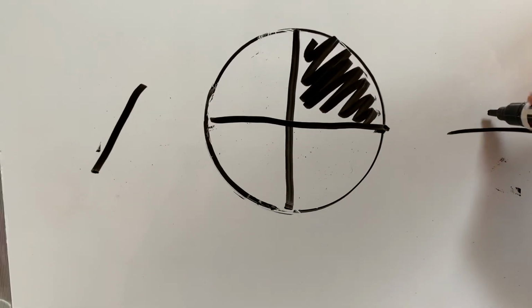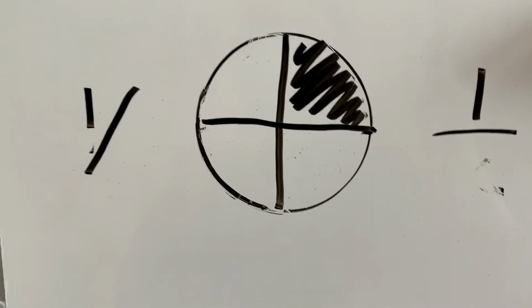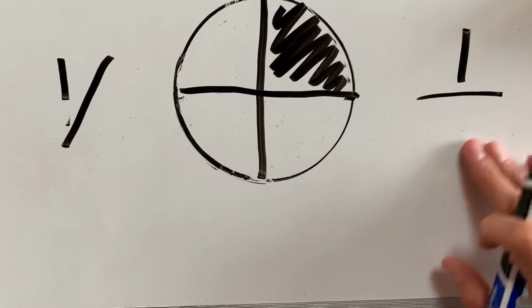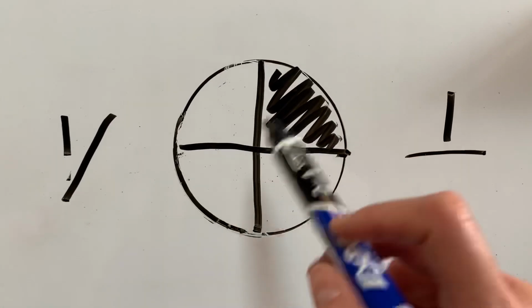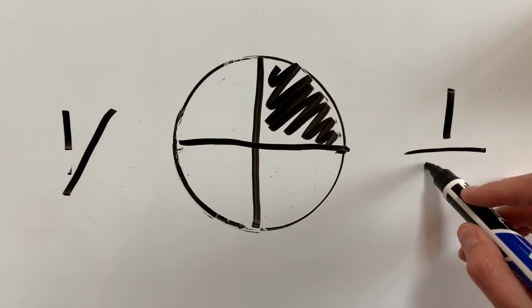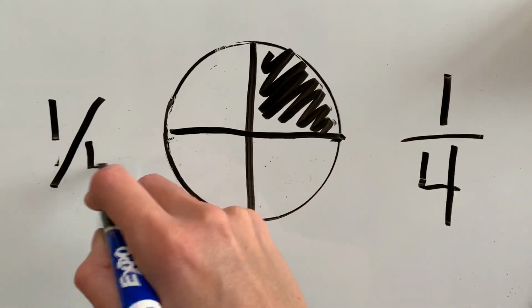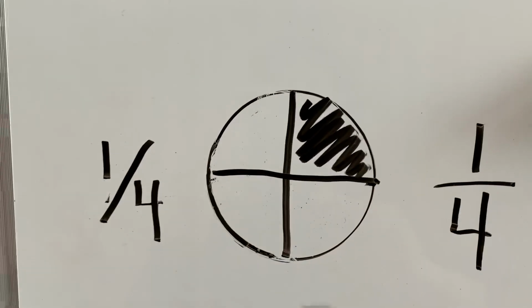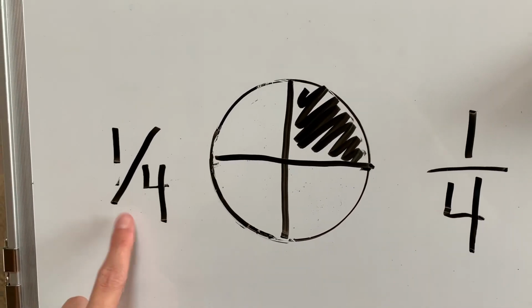So the number colored will be on top, that's called our numerator. And then the number on the bottom, which is called a denominator, will be the number of total pieces. So for this picture here, I have 1, 2, 3, 4 total pieces. So my denominator will be 4 for this picture. Now remember, both of these fractions are the same, they just look a little different. For your quiz today, yours will look like this.